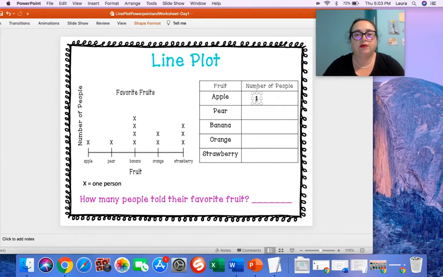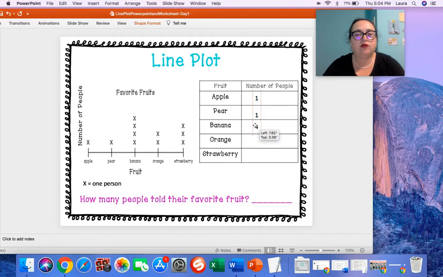So 1 apple. How many pears? Look over here. You can see there's 1 X, so I know 1 child chose pears. So let me put that there. As you can see, I'm dragging this little text box around. Now I am on bananas. For banana, I can see there are 1, 2, 3, 4 X's, and that lets me know that there are 4 children that selected that fruit. I'm going to move my text box so it looks all nice and neat.